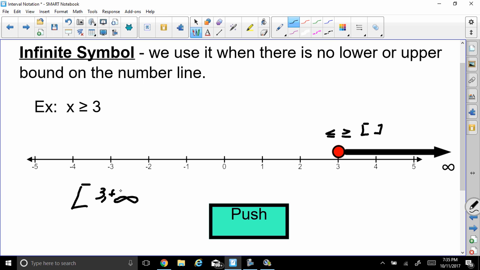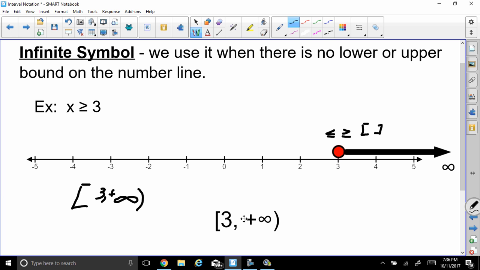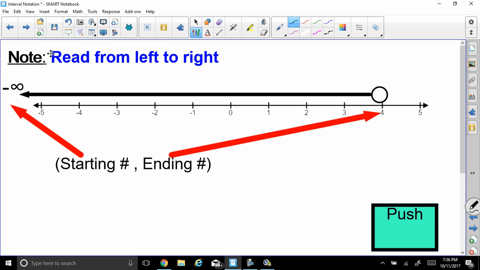Now infinity goes on and on forever, so it's not going to be equal to. It's going to go on forever because you cannot put a bracket there. You have to put a parenthesis because this is going to keep going. So we have our interval notation, 3, and we're including that, and a positive infinity. So remember, read from left to right.